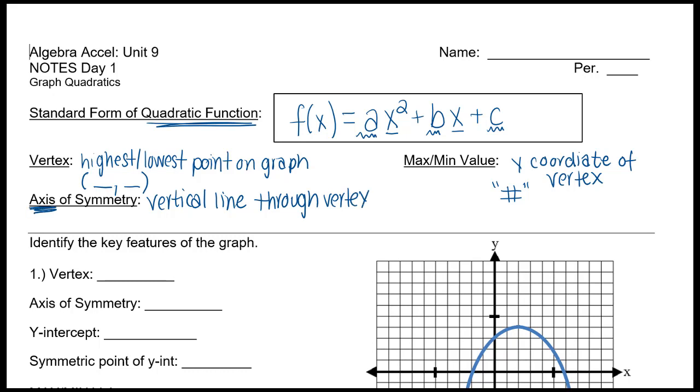And when I see this word axis, I think, oh, x, y axis, those things are lines, so I have to write it as a line as well. So we're going to write that axis of symmetry as x equals a number. And specifically, we can take that from our vertex, the x value from that vertex.